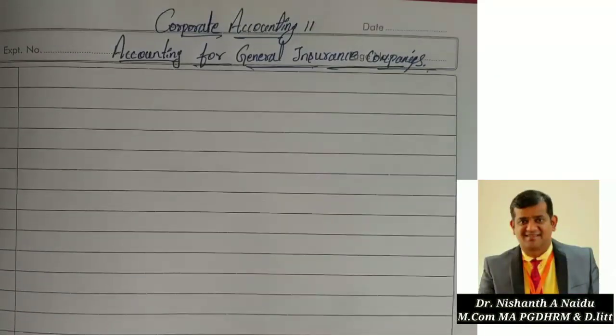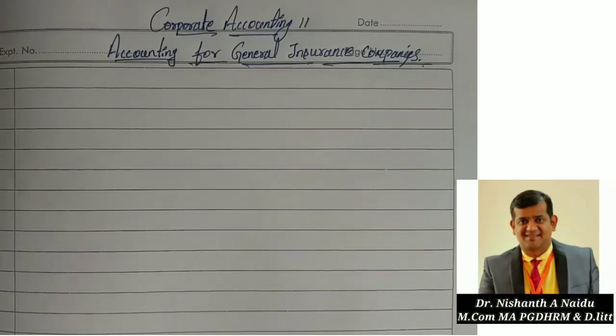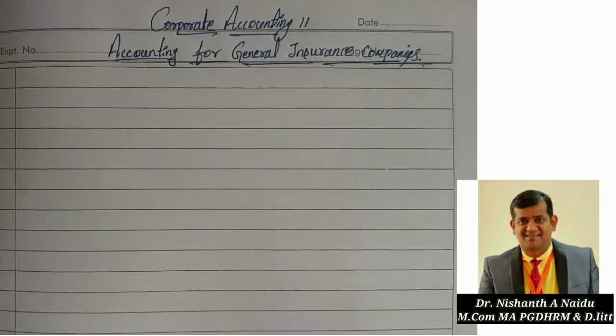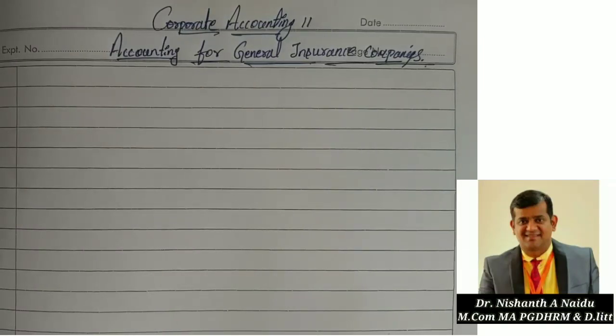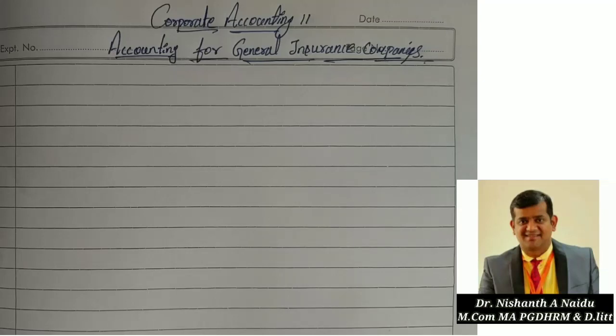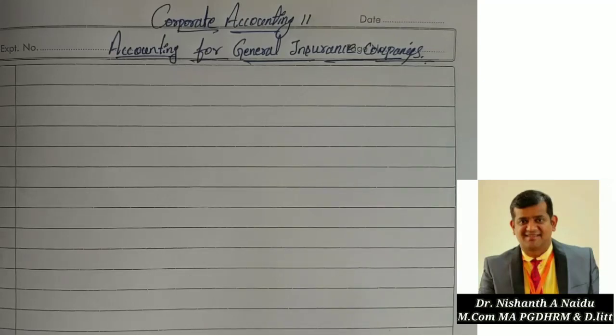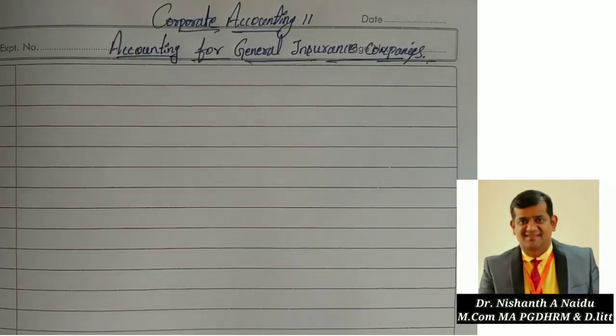Namaste, dear students. Today we are starting the classes on corporate accounting, accounting for general insurance companies, first unit. Since you have understood the general insurance term, the types of general insurance and other details like marine and fire insurance, after that theoretical class we are now stepping towards a problem. Before going to the solution part, there are a few things you must understand.